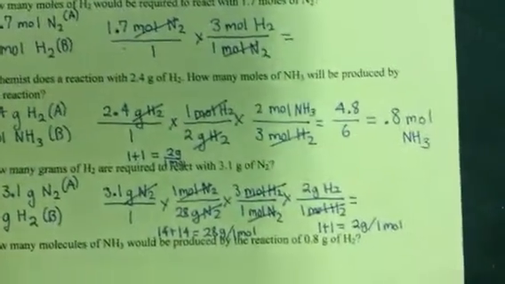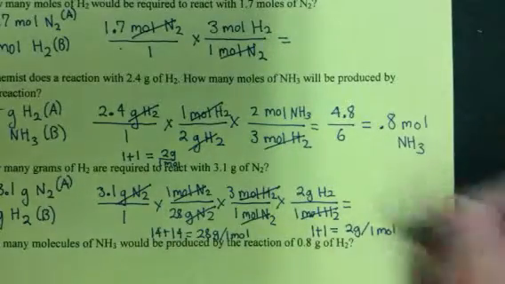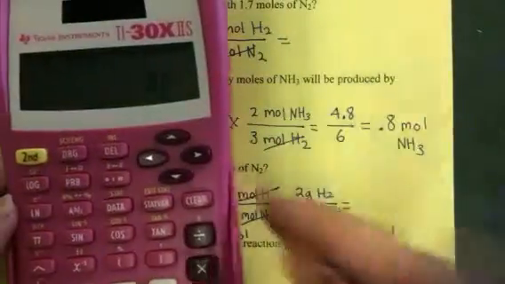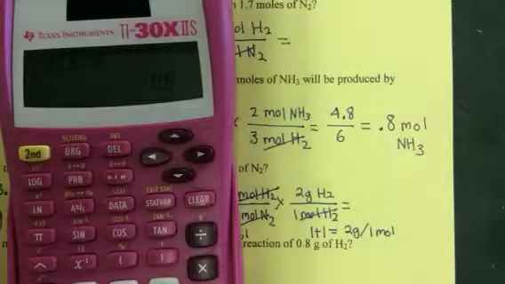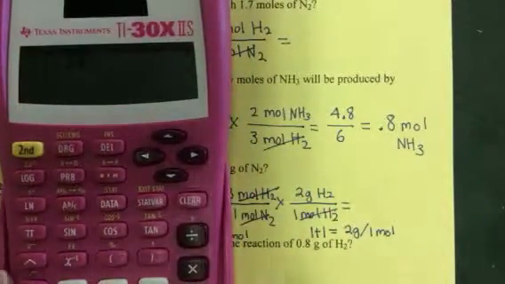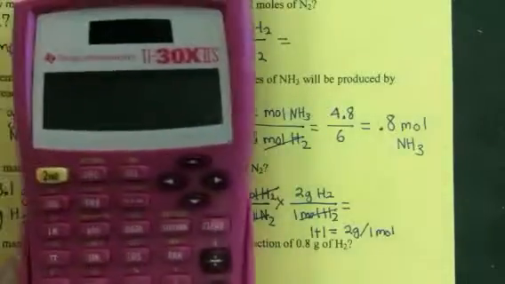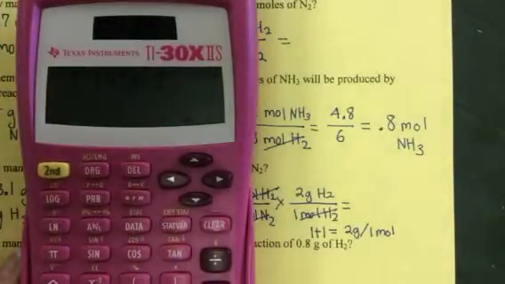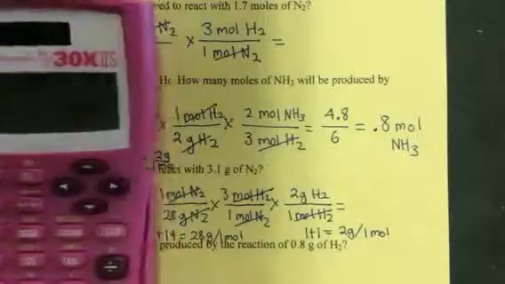Okay, and then to solve this, I would just multiply across the top. So we'll do 3.1 times 3 times 2. That equals 18.6.